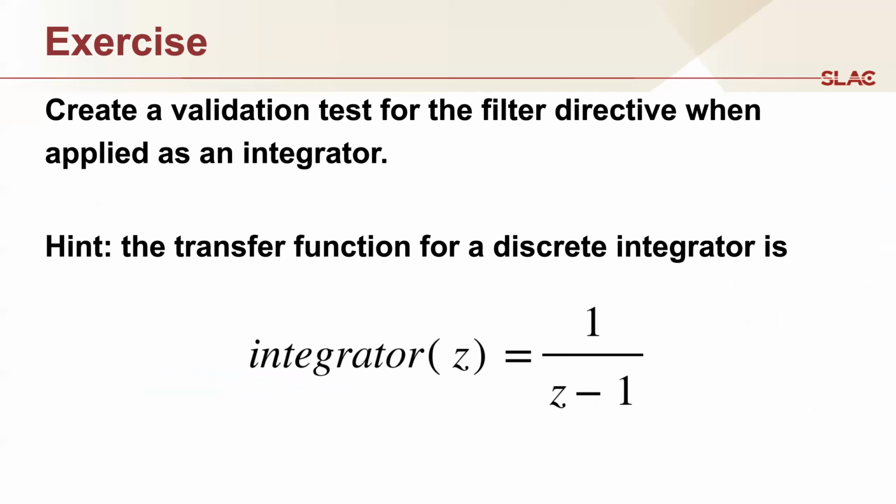Some of you may know that the discrete transfer function for an integrator is 1 over z minus 1. So that's how one defines it mathematically. And so this exercise is simply construct a validation test that creates a short time series that verifies that the integrator works in Gridlab-D itself. An implementation of GLM, defining an integrator and running that integrator will produce the result that is expected.